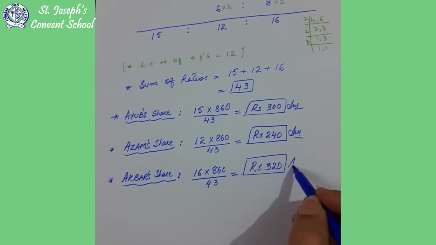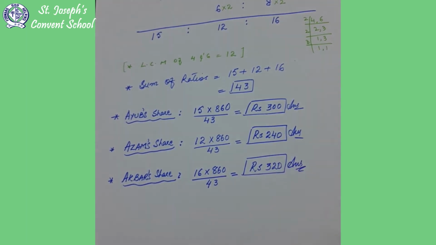So you have divided the amount among all these three persons. This way you will get the answer. Simple it is. Write the ratio properly, find the sum of the ratio, then one by one you can solve.